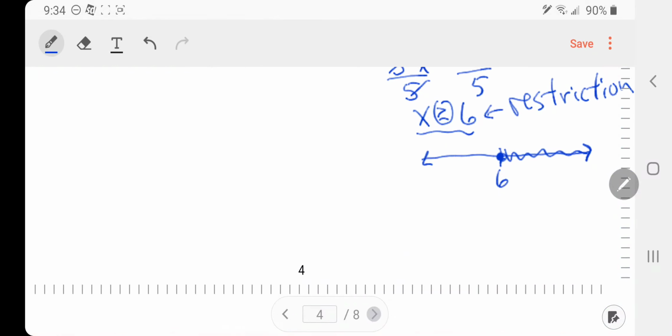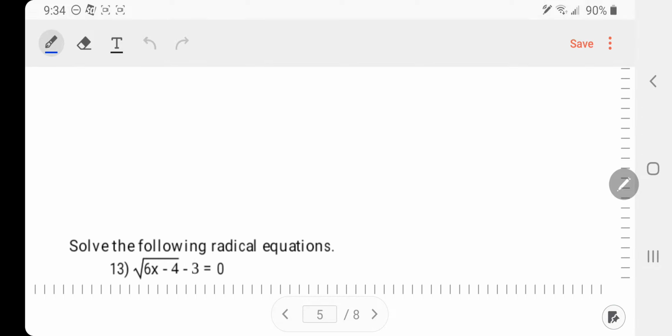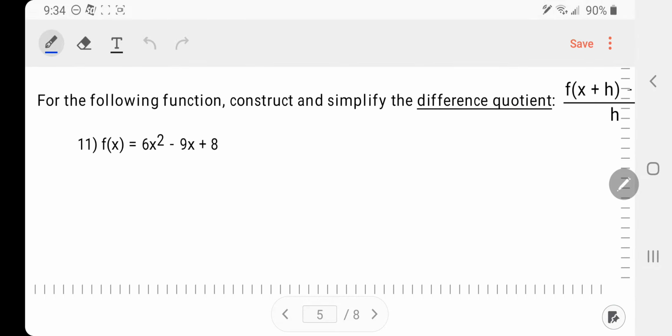And that's the end of page 4, okay? So what I'm going to do is I'm going to stop this video, and then we're going to continue the rest of this in a separate video.